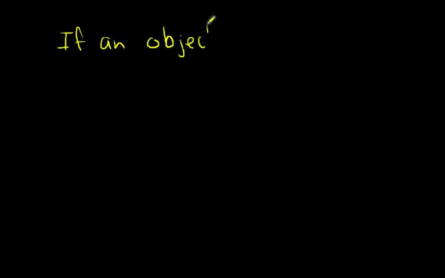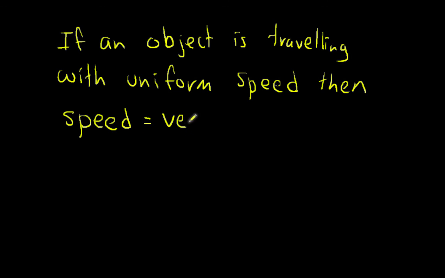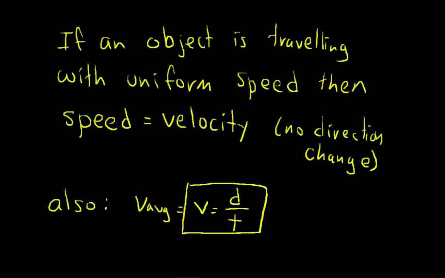In this case, if an object is traveling with constant speed, we have a special case. Then speed equals velocity. They're the same thing. And this is because there is no direction change if it's traveling uniformly, so velocity would end up being the same as speed. Also, the average velocity in this case would be equal to just the velocity, or the speed, and that's equal to d over t.